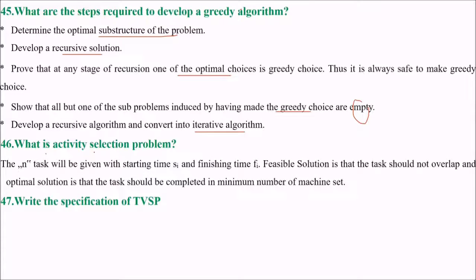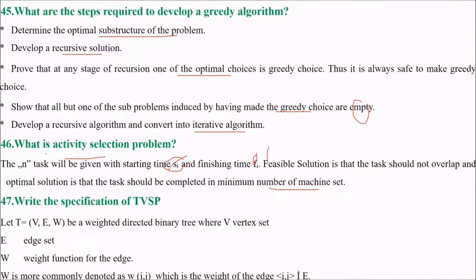What is the activity selection problem? You are given n tasks with starting time Si and finishing time Fi. A feasible solution is that the tasks should not overlap. An optimal solution is that the tasks should be completed in a minimum number of machines. This is the activity selection problem.